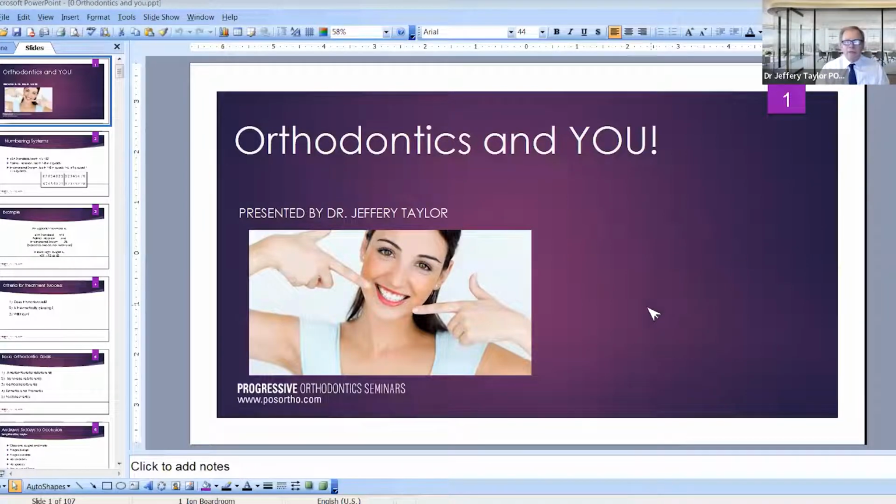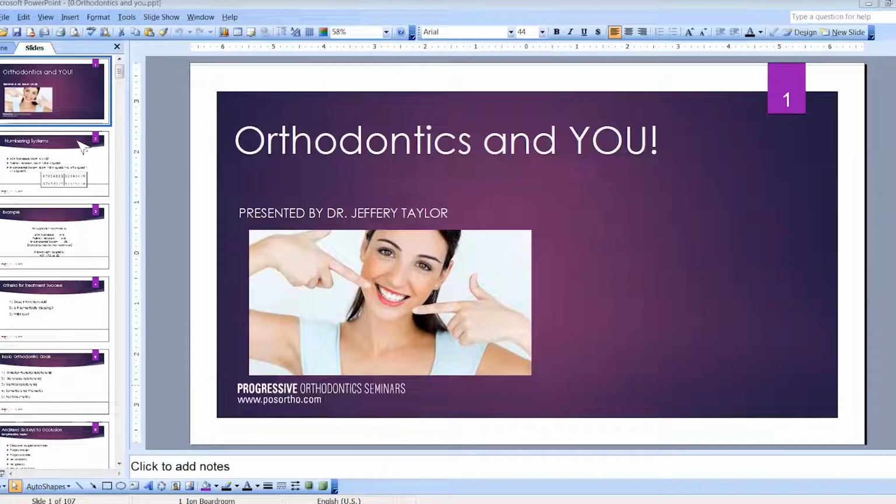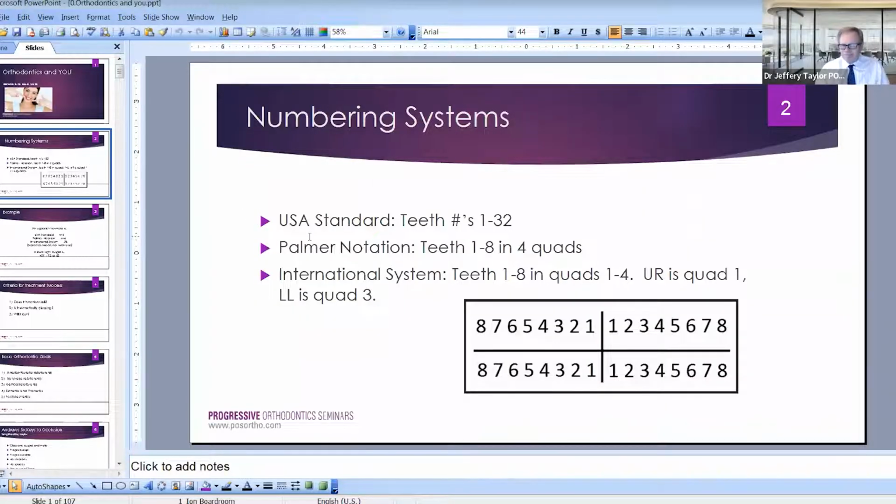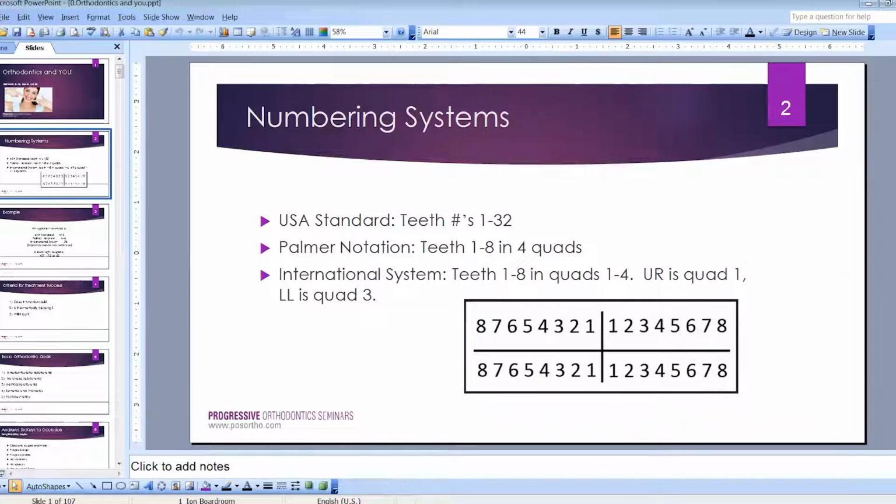Doctors, we should be looking at ortho and you again, correct? Yes, sir. All right, perfect. And now are we looking at numbering systems now? Yes, sir. Yep. So we're good. All right, so back to work.